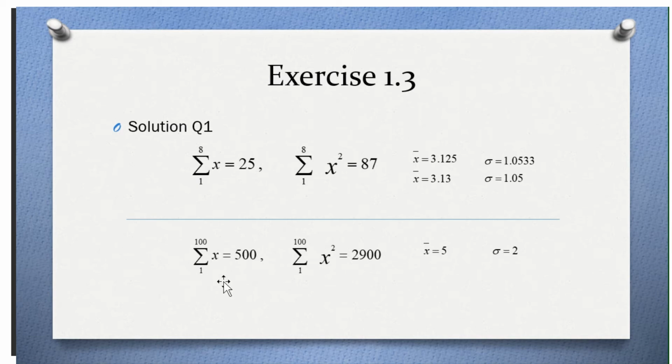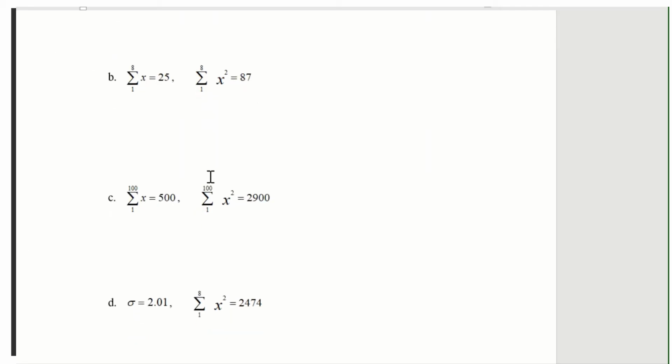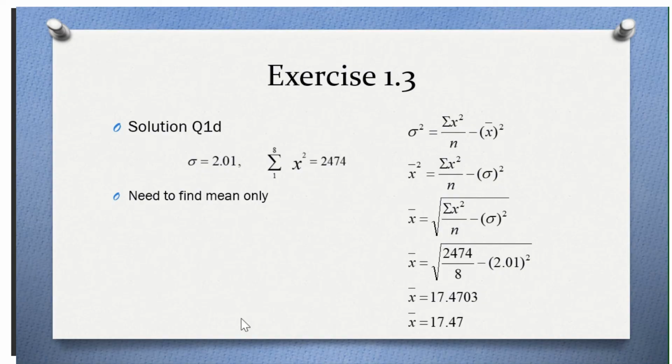Next one, quite simple. What's your mean? 500 divide 100. That's your n, isn't it? Standard deviation, plug it into the formula and find. No problems. Okay, let's look at the next part. D. This is a bit different. They have given you standard deviation and they have given you sigma x squared. Now they want you to find mean.